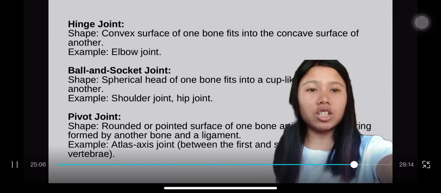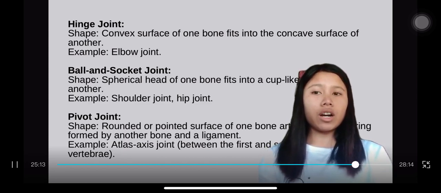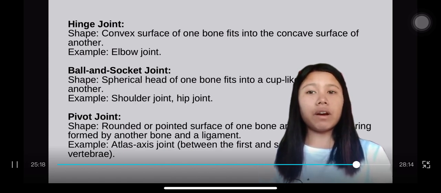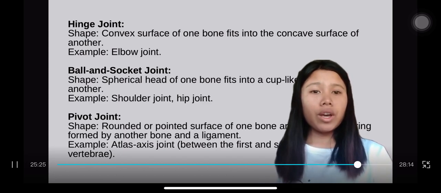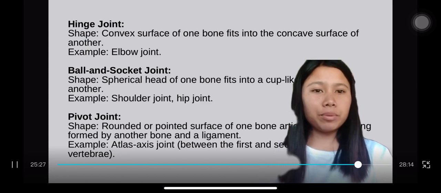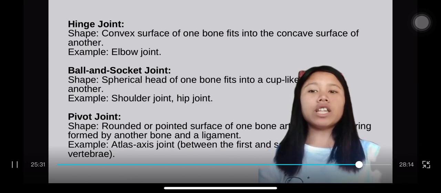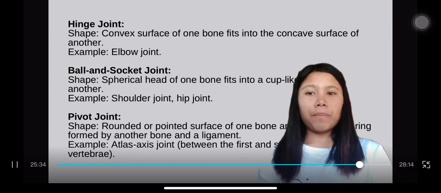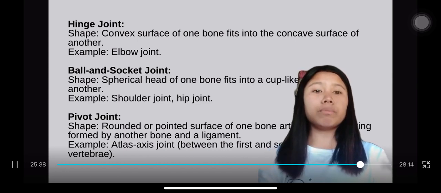So next, let's proceed to hinge joints. Hinge joints permit movement in one plane only. They consist of a convex cylinder of one bone applied to a corresponding concavity of the other bone. Examples are the elbow and the knee joints. So let's proceed to the menisci. The flat condylar surface of the knee joint is modified into a concave surface by shock-absorbing fibrocartilage pads called menisci.